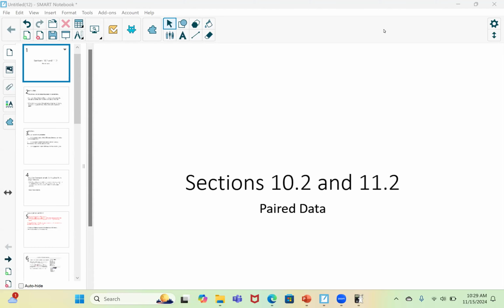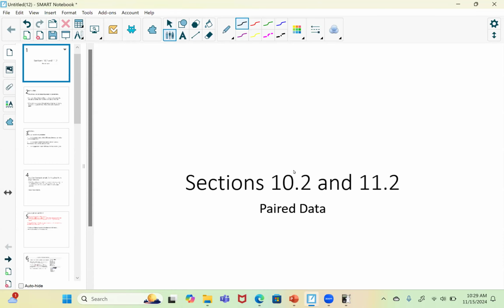So in this video, we're going to look at chapter 10 and 11, section 10.2 and 11.2, which is on paired data. So you want to find the page that says chapter 10 and 11, part 3, confidence intervals and hypothesis tests for paired data.